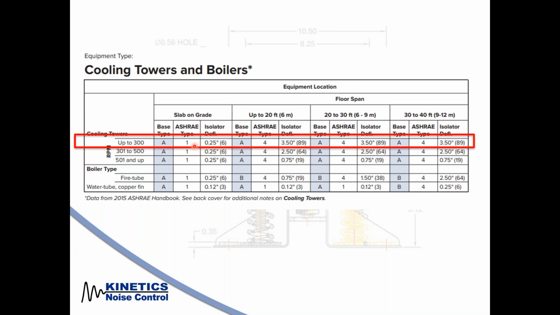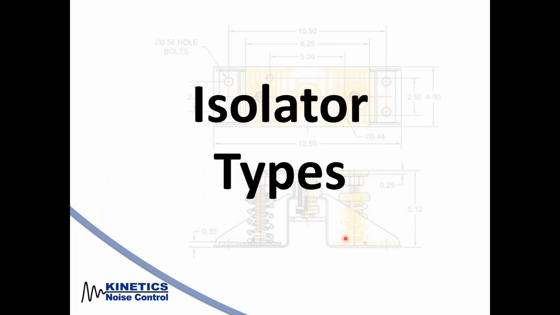So you go from one extreme of just needing some pad, an ASHRAE type 1, to all the way up to the very higher end of the scale and needing like a 4-inch deflection spring. So let's look at the ASHRAE types and just kind of give you a brief overview of what they are.